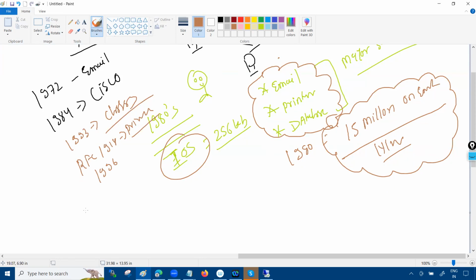Then in 2001, the RSTP protocol came into the picture to provide faster convergence on the layer 2 network. Around 2000, if you have used Orkut, social media came into the picture, and Amazon. So around the 2000s, many users were on the internet. In the 80s and 90s, we had email, printing, and database. Now in the 2000s, what happened?